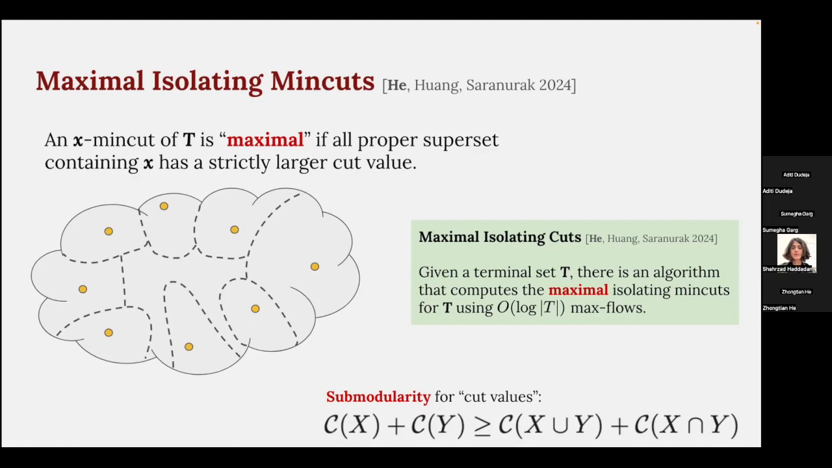And it might be a bit confusing now, because I haven't shown you whether we can even store all the maximal isolating Mincuts. They might overlap. It's not like the minimal ones. The minimal ones don't overlap.